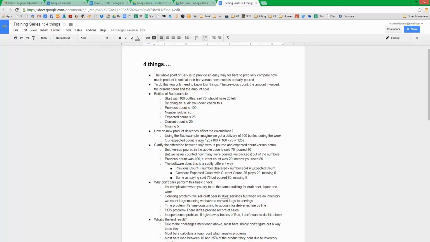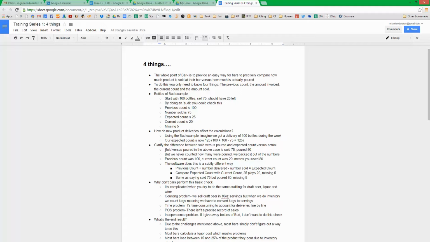So you'll notice that I started by saying that we wanted to compare how many were rung and how many were poured. But in actual fact, what I did was compare how many we expected to find with how many we did find. Basically, those are two sides of the same coin, and so let me explain that.